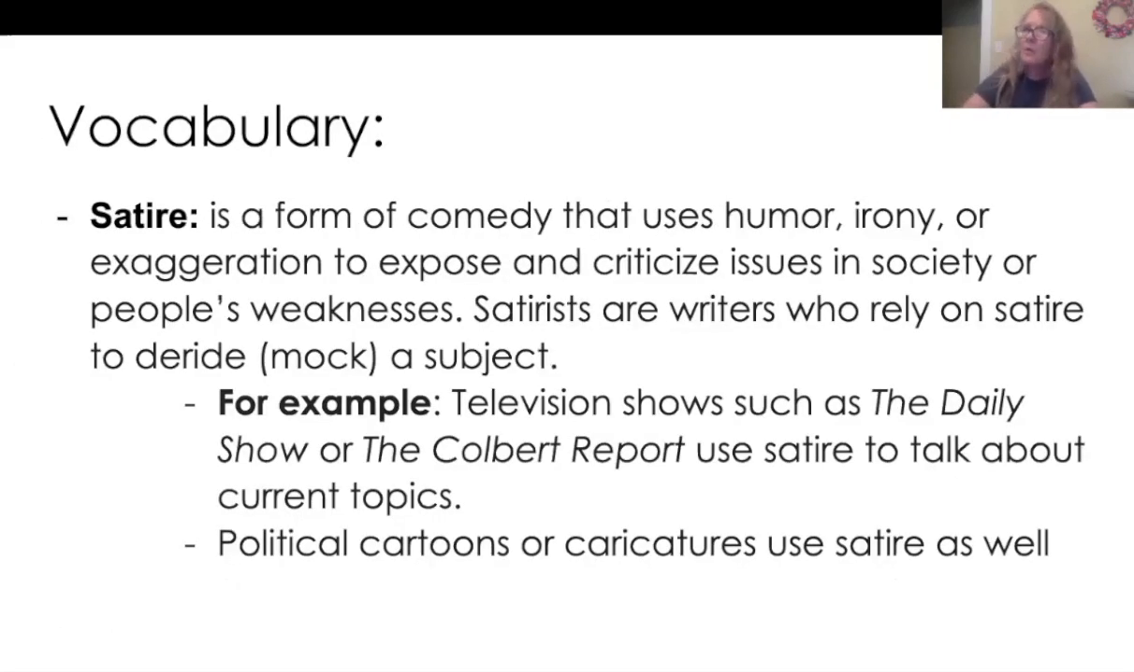So we've got some vocabulary to puzzle out here before we start, just to help us be better readers. Satire. If you don't know what satire is, it's a form of comedy that uses humor, irony, or exaggeration to expose and criticize issues in society or people's weaknesses. Satirists are writers who rely on satire to deride or mock a subject, make fun of. For example, television shows such as The Daily Show or The Colbert Report use satire to talk about current topics. There are political cartoons or caricatures that use satire as well.